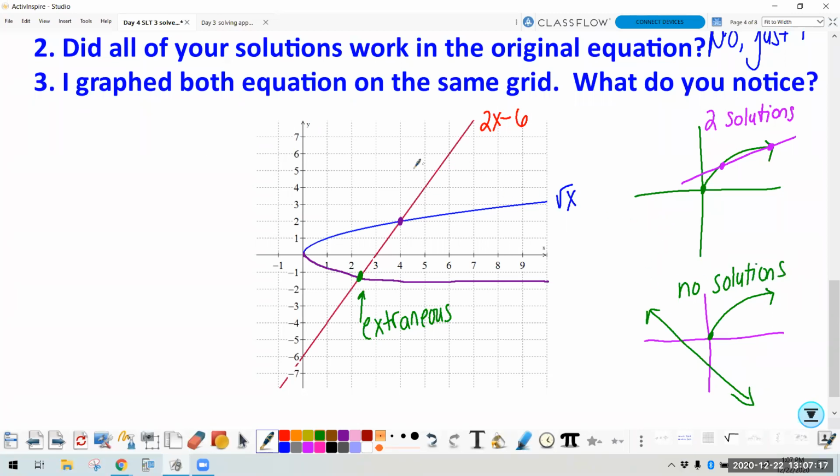So sometimes we'll have 1, like we did on our first example. Sometimes we'll have 2. Sometimes we'll have none. And it just depends on which equations we started with.